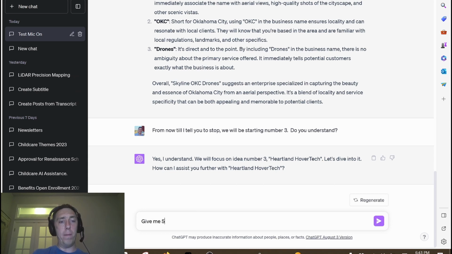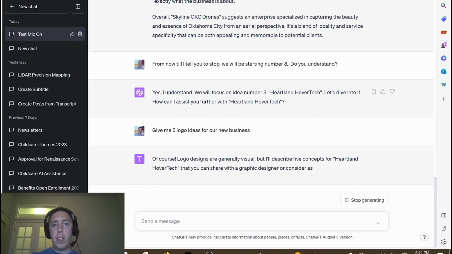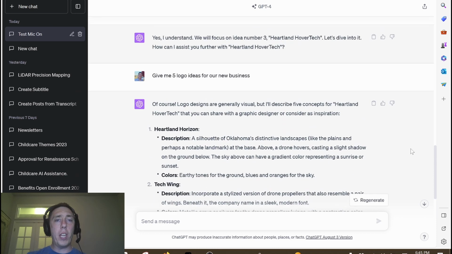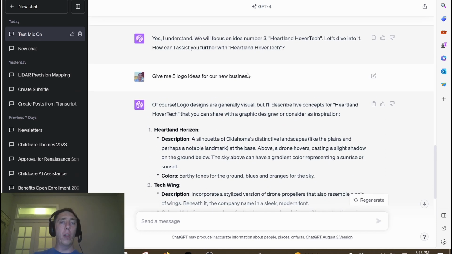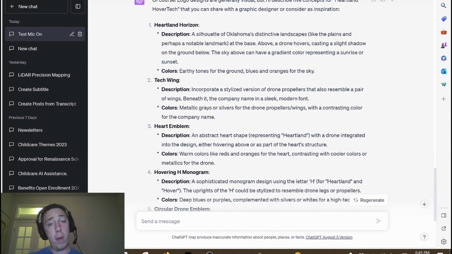Give me 5 logo ideas for our new business. Logo design is usually visual. However, here's just some different ideas. Let's look at what it told us about the logo ideas. Heartland Horizon is a silhouette of Oklahoma's distinctive landscapes like the plains, perhaps with a notable landmark at the base. So there's a lot of options for that. We have a scissor tail sculpture over I-40. That could be a good little landmark that they could use. Earthy tones, yeah, makes sense for Oklahoma.